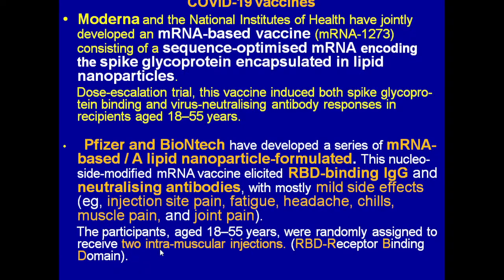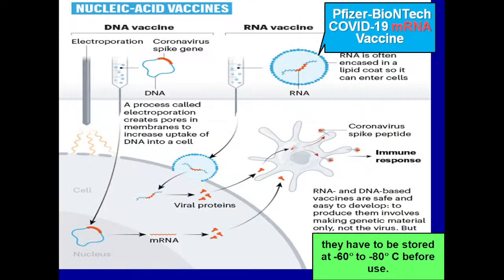Usually it is given twice. So that is the type of Pfizer-BioNTech vaccine made up of mRNA, and it should be encapsulated in a lipid coat. Otherwise, it will not be able to enter the human cell. The disadvantage is that this vaccine is supposed to be stored at -60 to -80 before use.